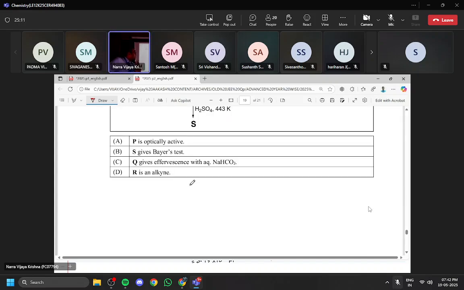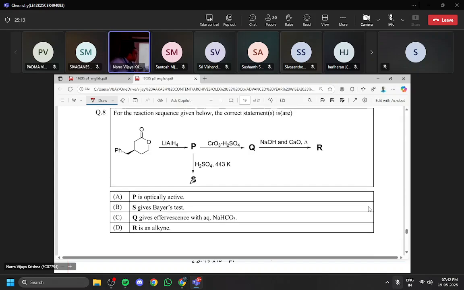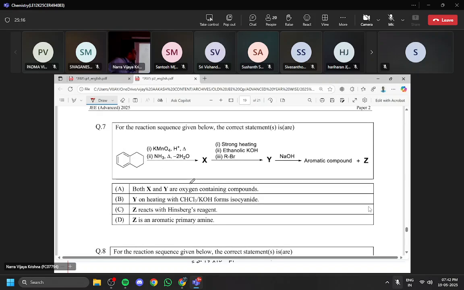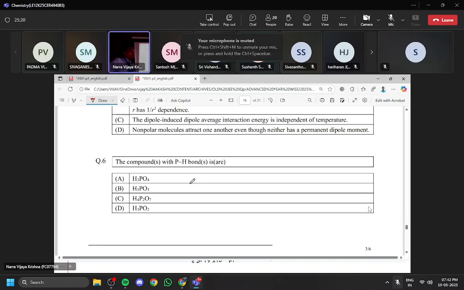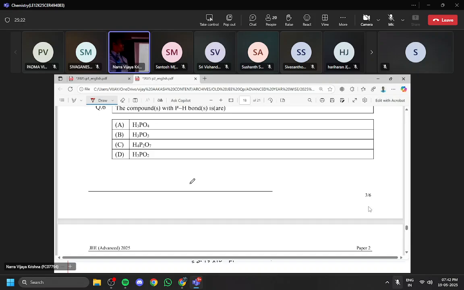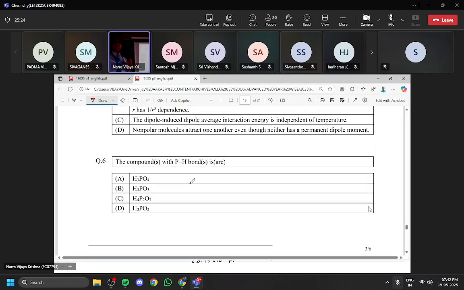Okay, I will start the solid state chapter. This is also class 12th, organic chemistry. Organic chemistry. Waste question, man. Question number 6. The wastest question. Compounds with P-H bonds. If you know the structure of them, the problem is solved.